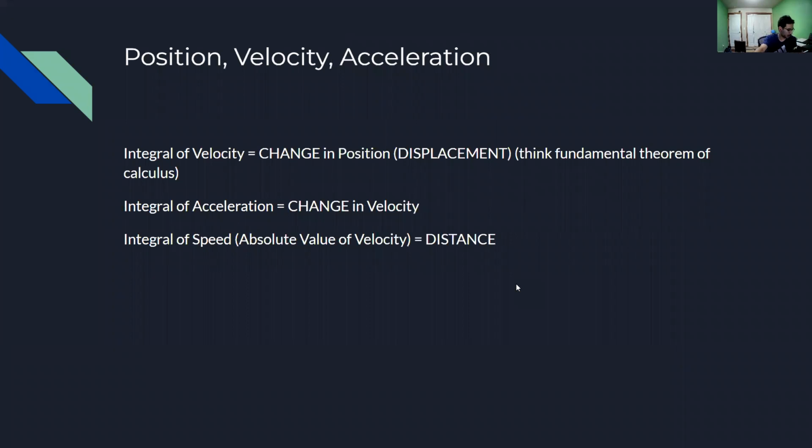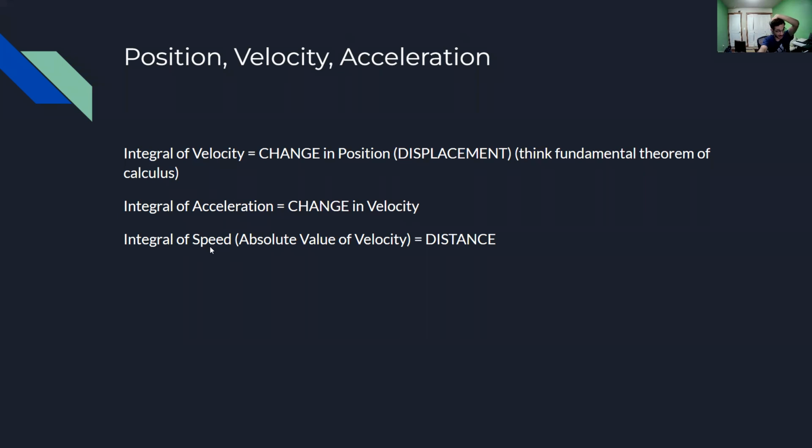Now, in terms of position, velocity, and acceleration, integration goes the other way around. The integral of velocity is the change in position, which is displacement. Think about the fundamental theorem of calculus, which gives you f of b minus f of a, the change in something. So with the integral of velocity, you have each little velocity multiplied by a tiny time, which gives you a change in position. Similarly, acceleration multiplied by a change in time gives you a change in velocity. So the integral of acceleration is the change in velocity.